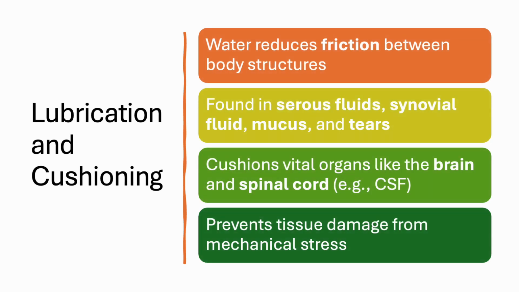Water is essential for lubrication and cushioning throughout the body. It's a major component of synovial fluid in joints, helping reduce friction during movement. It's also found in the serous membranes, reducing friction between organs like the lungs and the heart. Water-based fluids like tears and mucus help keep surfaces moist and protected. Cerebrospinal fluid, or CSF, surrounds the brain and spinal cord, providing shock absorption and mechanical protection. Without water-based lubrication, tissues would wear down quickly and be vulnerable to damage from daily movement.